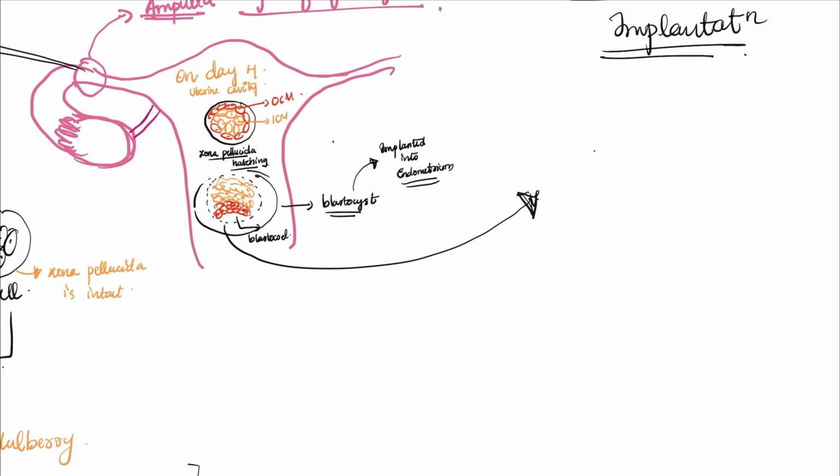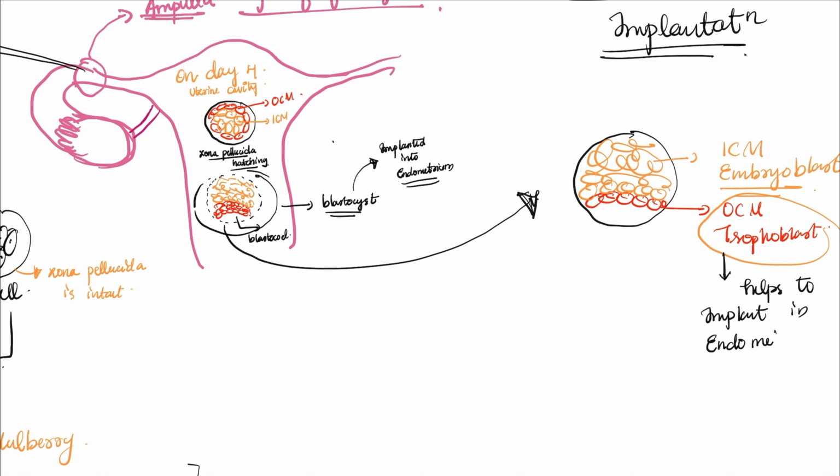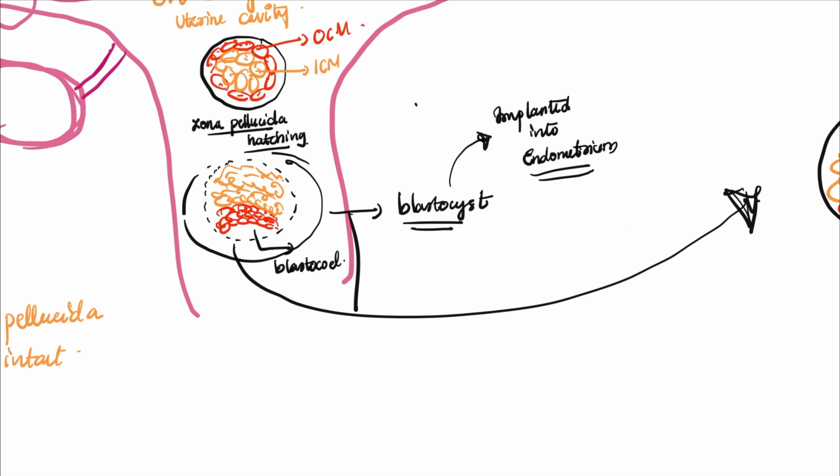Okay, we have our blastocyst here, which has the outer cell mass, which is also called the trophoblast, and then we have the inner cell mass, which is the embryoblast. And the trophoblast is the one which helps in the implantation in the endometrium. Let me just show you how it gets implanted.